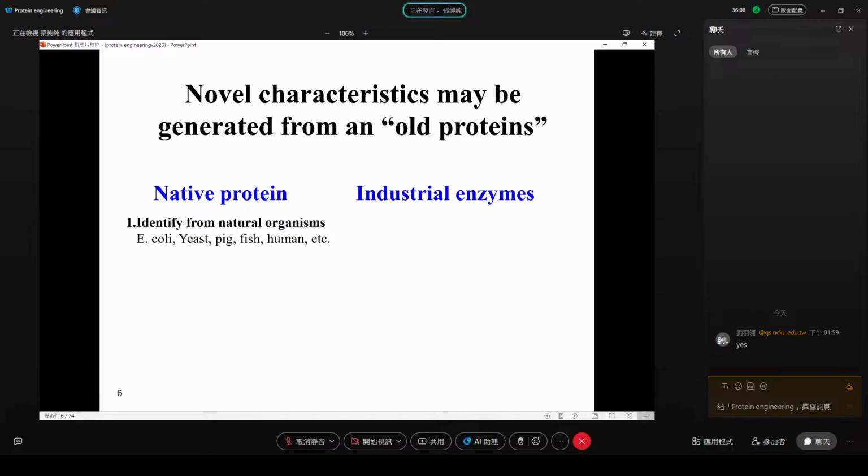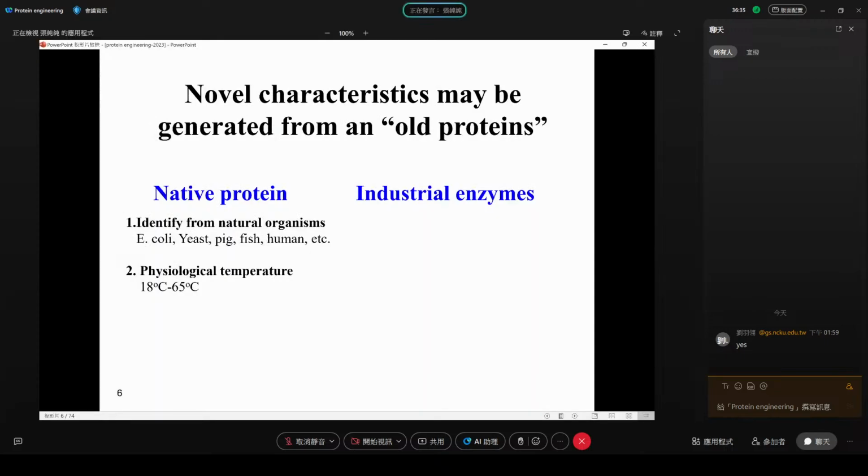You will see they have a quite optimized survival physiology and temperature to grow this kind of organism. So those proteins will only be adapted from 18 degrees to 65 degrees. But think about all the industrial purposes, all the companies: this kind of protein could be useless because it cannot adapt to high temperature or even acidic conditions.